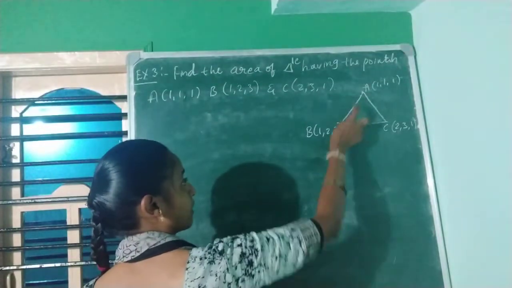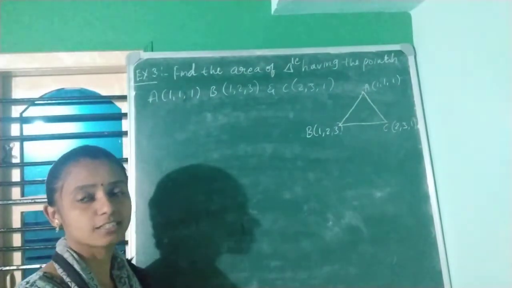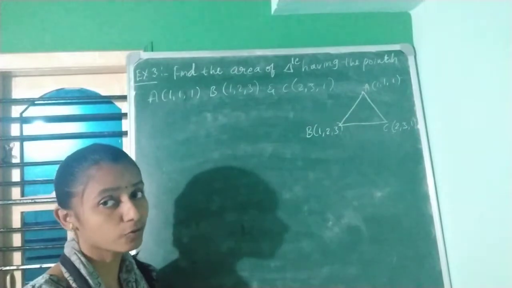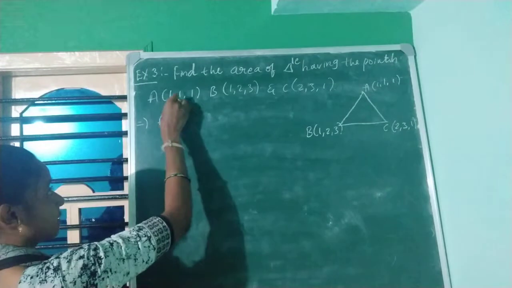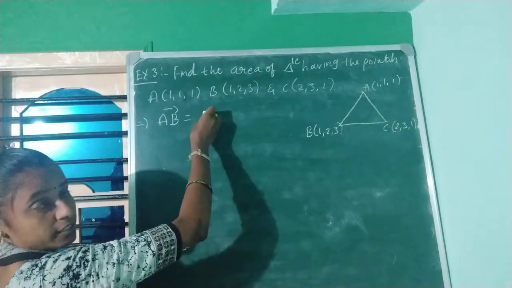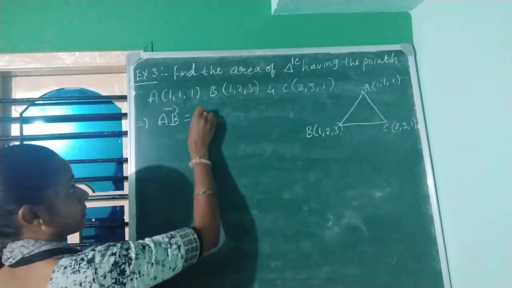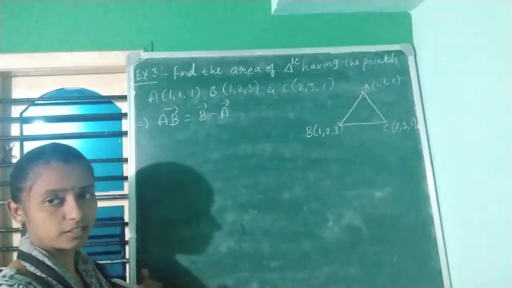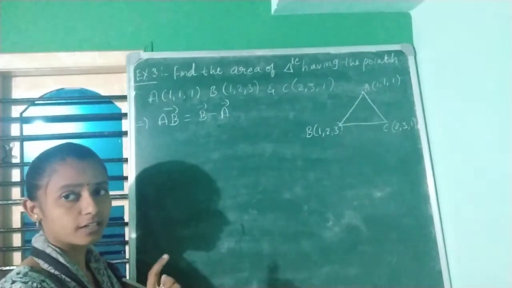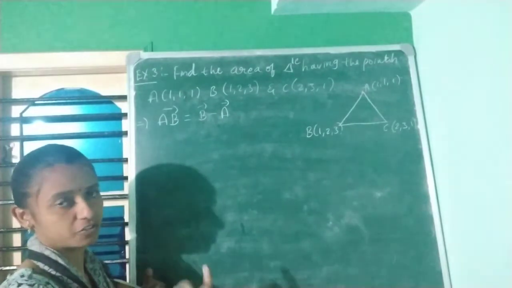So how will you find the AB vector? Joining 2 points, you will get a vector. AB vector can be written as B minus A. Is it clear? Vector B minus vector A. There you will get the AB vector. It is a vector joining 2 points. So there you will get the formula or definition.